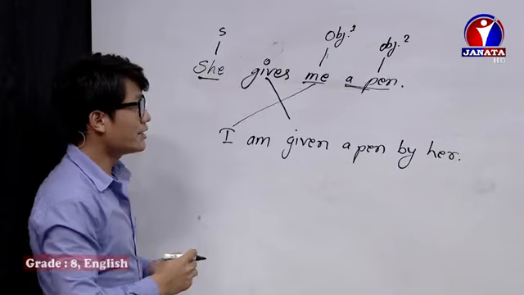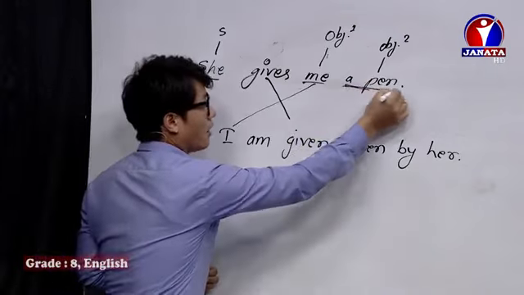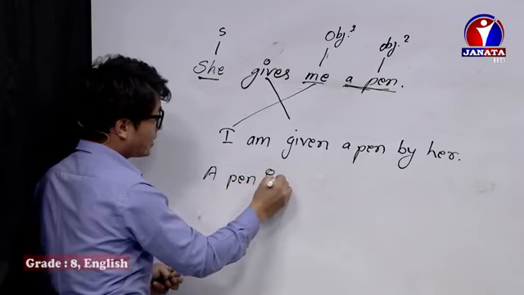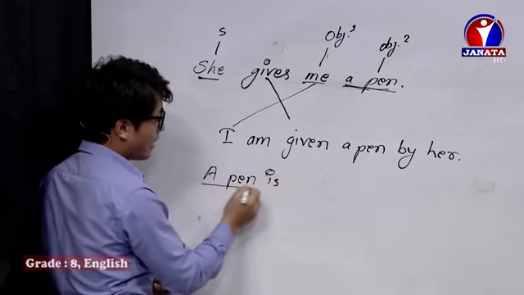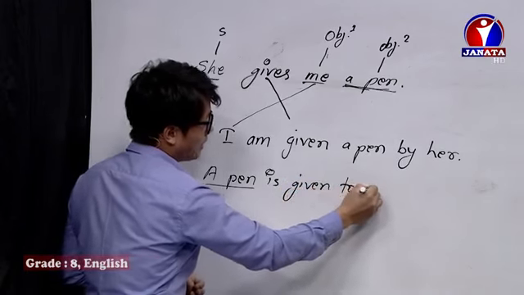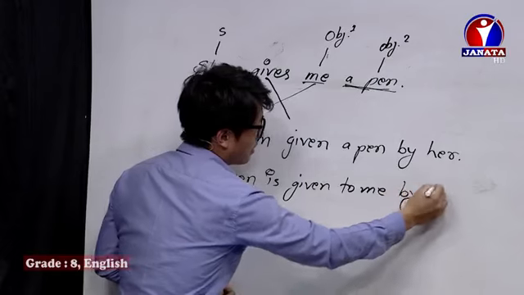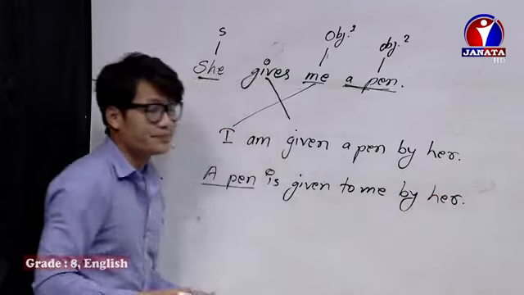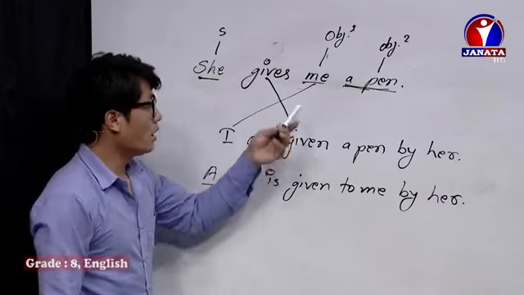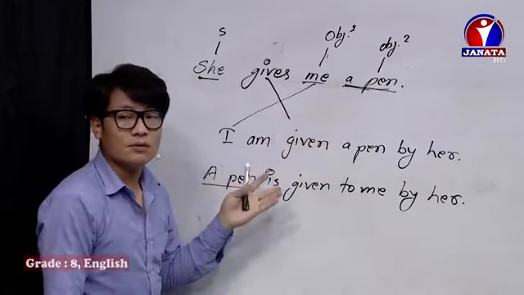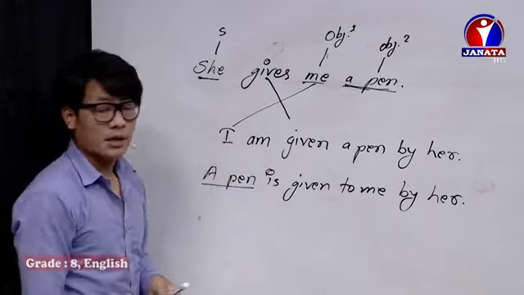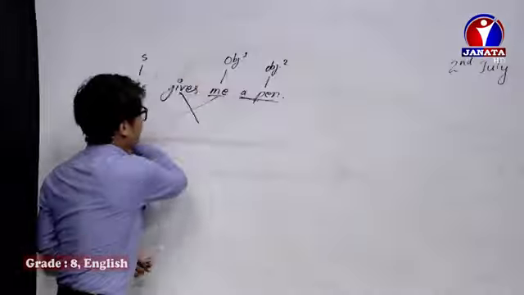And now how to use the second object? The second object is a pen. So write here a pen is, this is singular, so is given, and you can write here to me by her. So this is okay. I'm showing you an example of two objects and how to find out the objects also. I just gave you an example. Now let's have practice.